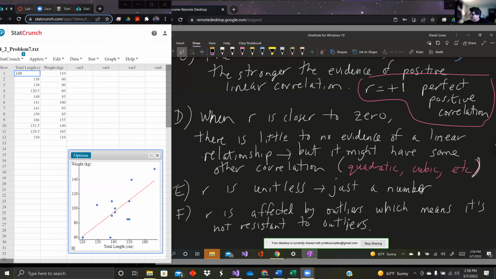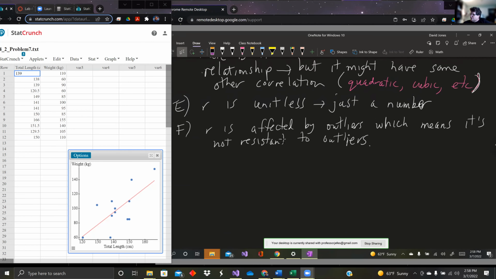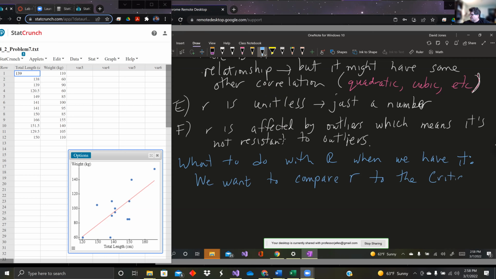So what do we do with this R when we have it? What to do with R? Some problems will give you this in the notes, but we want to compare R to the critical value. And I am going to call critical value CV because I'm going to say it a lot this semester. We're going to compare it to the critical value. And it's on a table and it requires knowing N.